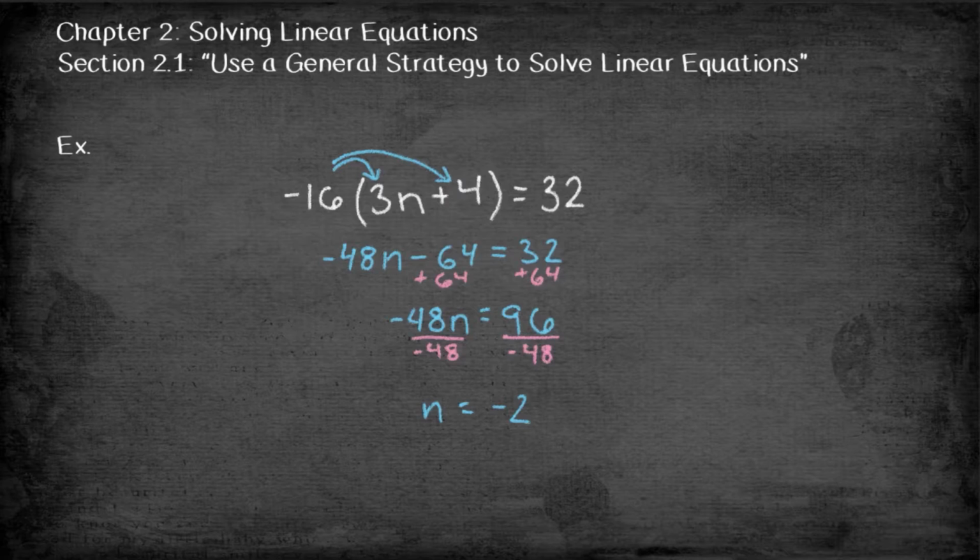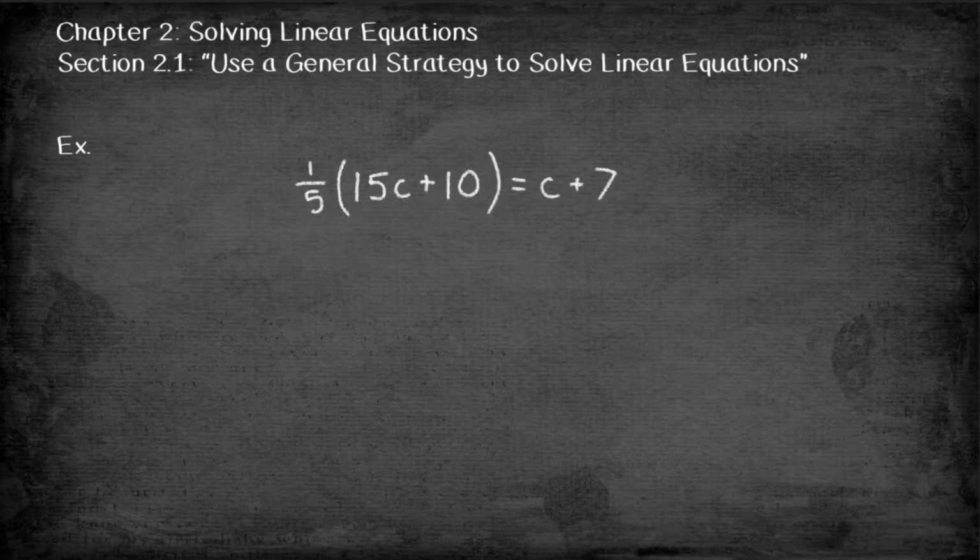And the wonderful thing about doing these problems is you can always check your answer. You go back into the original equation and substitute negative 2 in for n, and you should get a true statement. All right, for another example, we have a fraction this time, a little bit spicier. So I'm going to start by simplifying and distributing this 1/5.